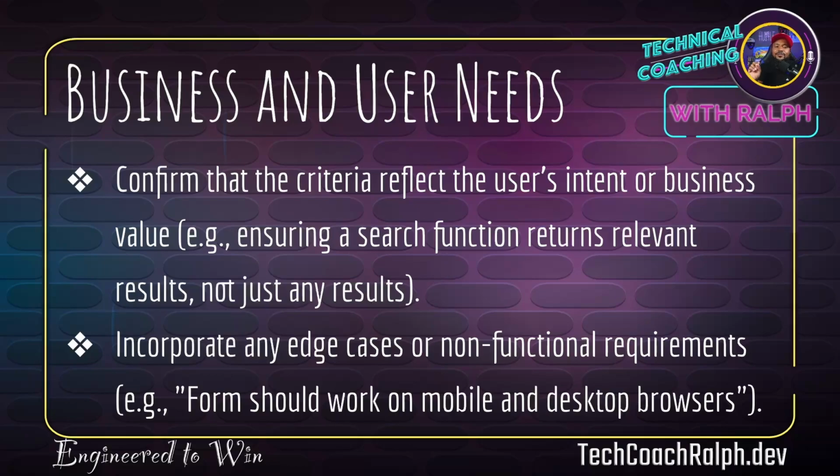Business and user needs. Confirm that the criteria reflect the user's intent or business value. For example, ensuring a search function returns relevant results, not just any results. What is the purpose of the story that we're building? What do the users need? And let's go deliver that for them. Incorporate any edge cases or non-functional requirements. For example, forms should work on mobile and desktop browsers. See, that's not necessarily a functional requirement. It's specifying where and on what platforms it should work. So definitely important.